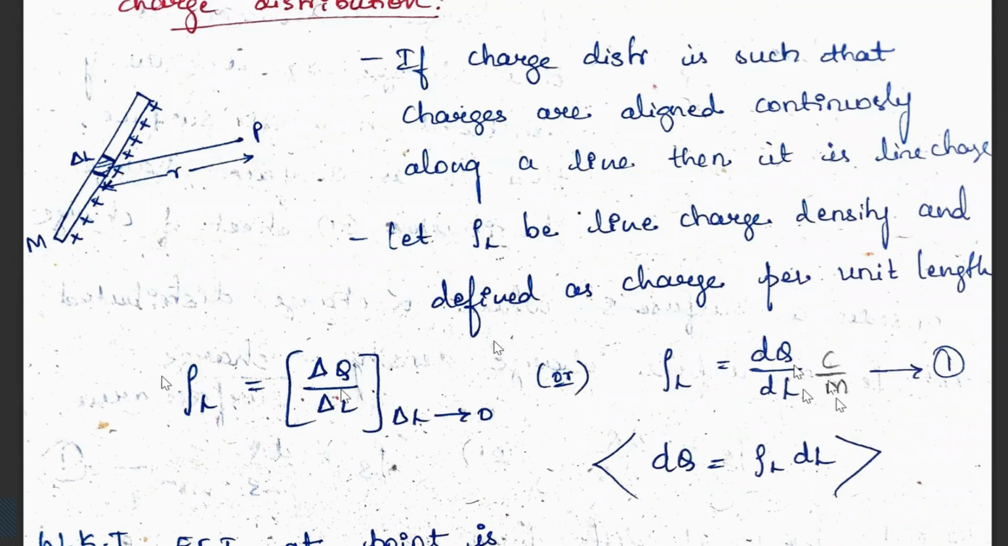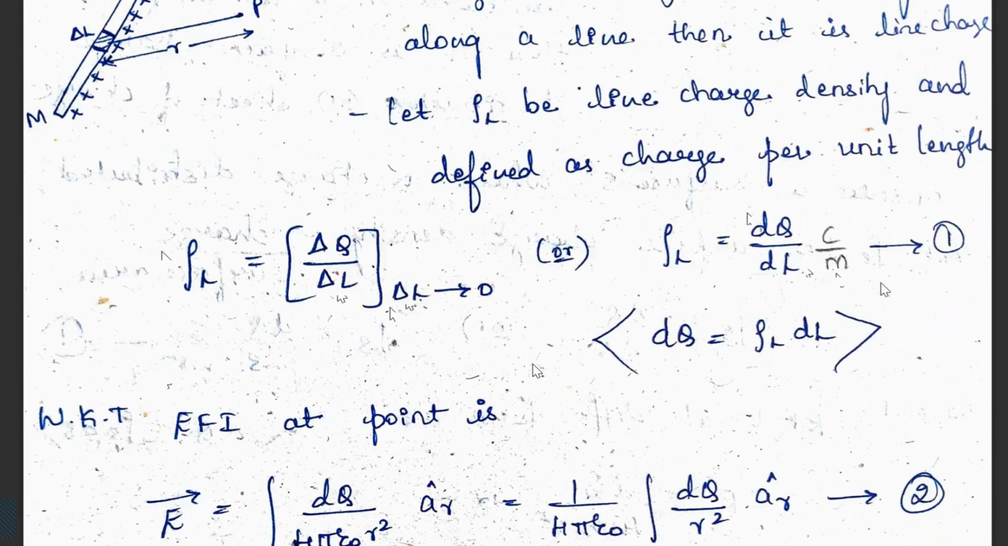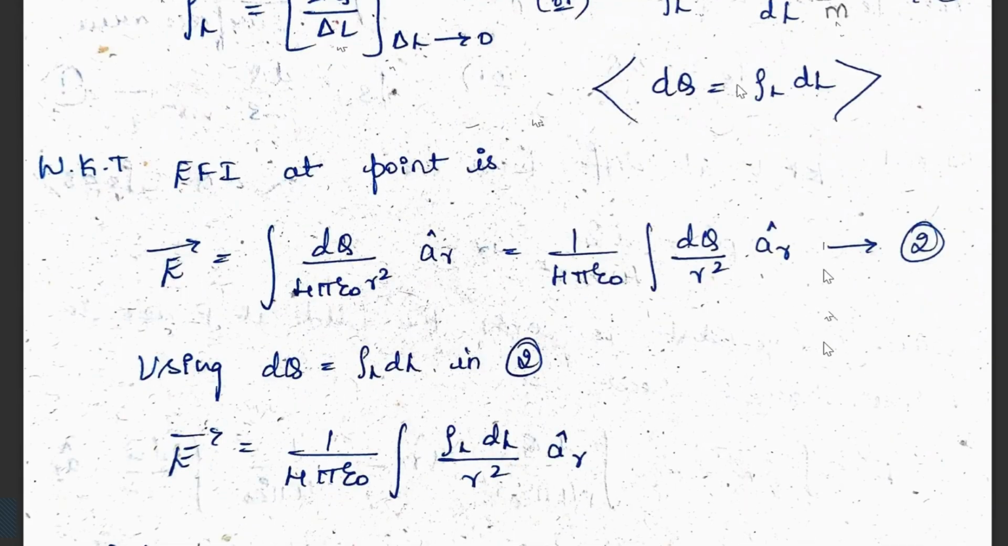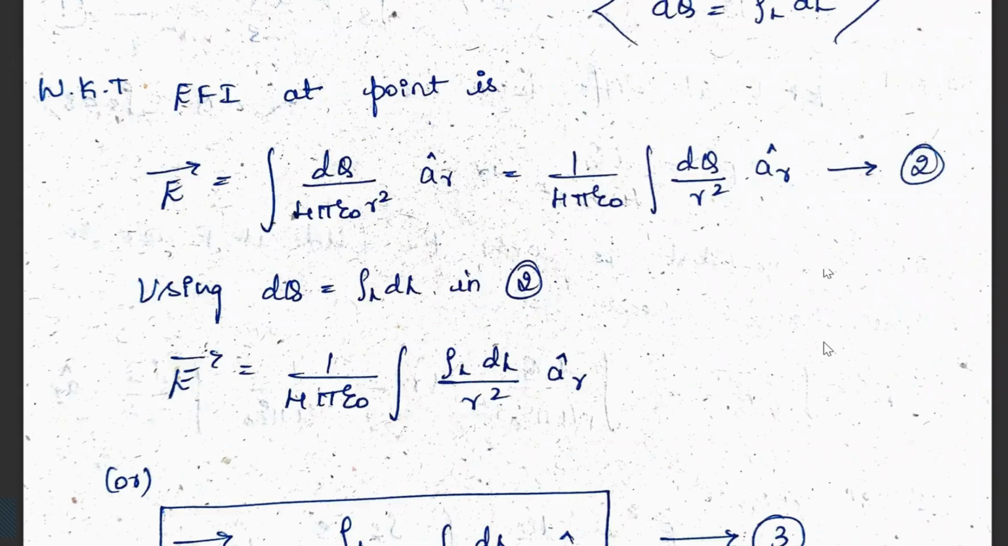So what will be my rho L in terms of, this is for the small. For the regular one, we write it as delta q divided by delta L, where delta L tends to 0. So finally, on rearranging this, we get dq is equal to rho L into dl. We know that electric field intensity at a point, as we studied earlier, is equal to integration of dq divided by 4 pi epsilon naught r square into ar cap. Substitute dq in this equation. Remove the constant outside the integral part, and substitute the dq as rho L into dl.